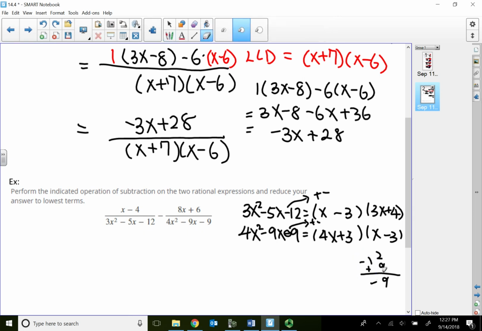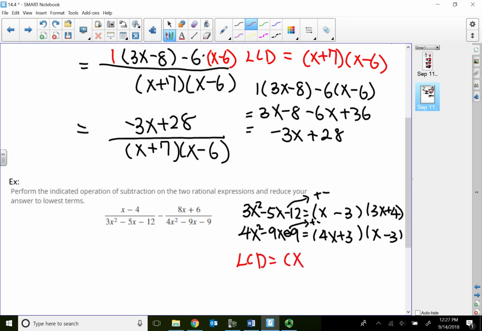So now my LCD, let's see. Who repeated? Ooh, that's tricky. 3x plus 4. This is 4x plus 3. So x minus 3 repeated. So we count that one time.